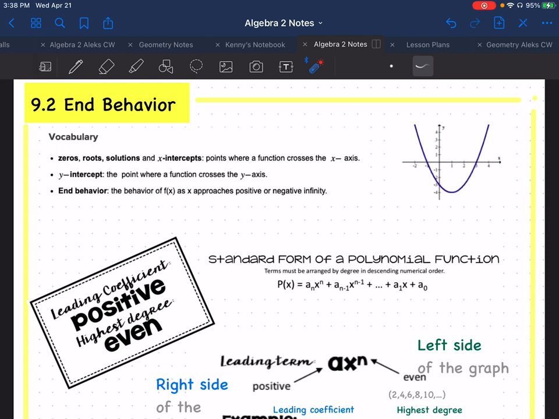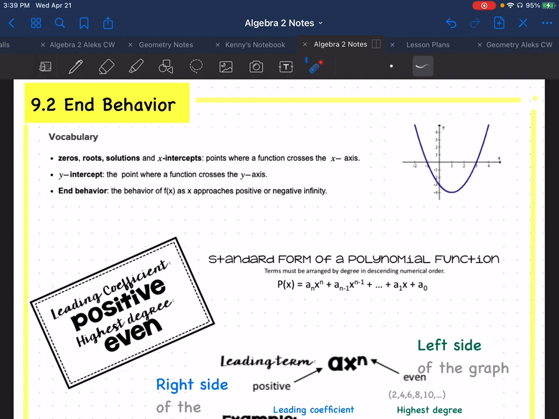You can identify the zeros, roots, solutions, and x-intercepts as the point where the graph, the function, crosses the x-axis. So there would be my zeros, which are also called my roots, my solutions, my x-intercepts. I can use any of those words interchangeably. The y-intercept is the point where the function crosses the y-axis. So where is my graph touching the y-axis?